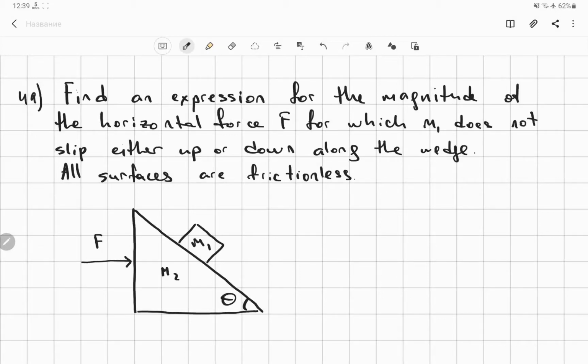First of all, read the question carefully and try to solve this problem yourselves. Stop the video, and you can compare at the end. Now we will solve this problem. As you know, first of all, we need to draw all forces acting on each object. So basically, a free body diagram.